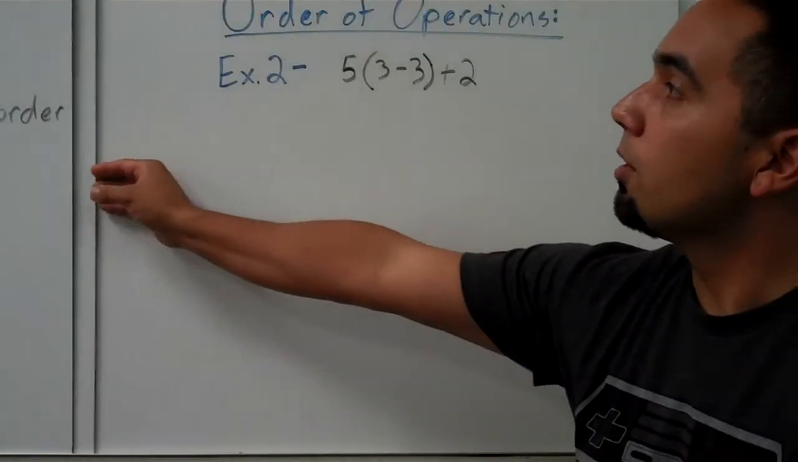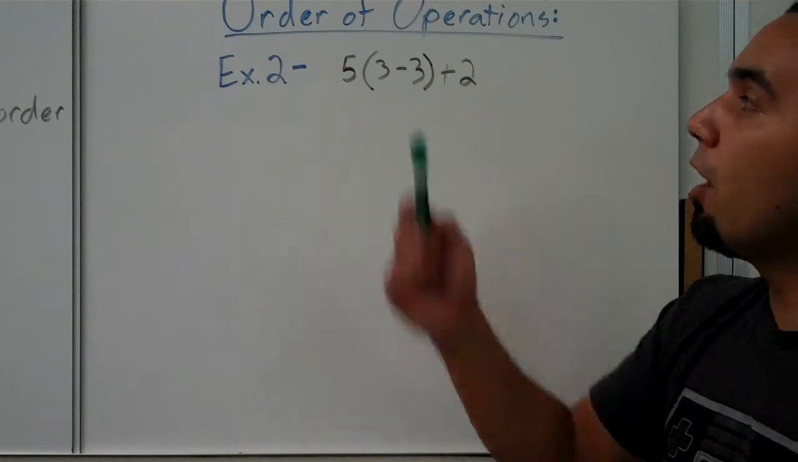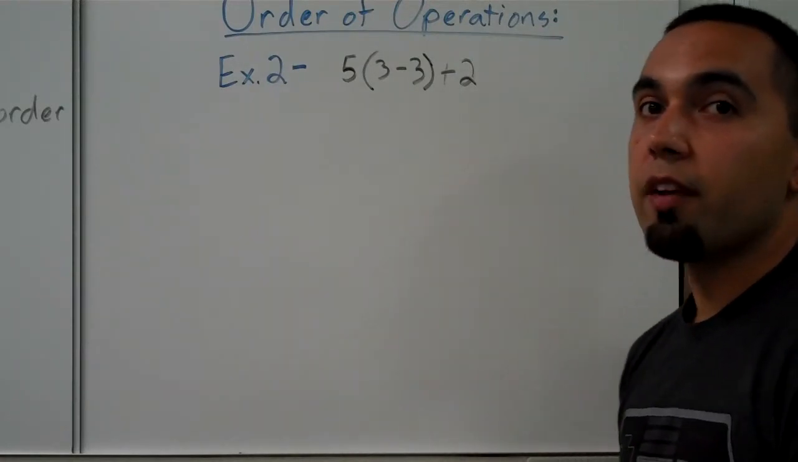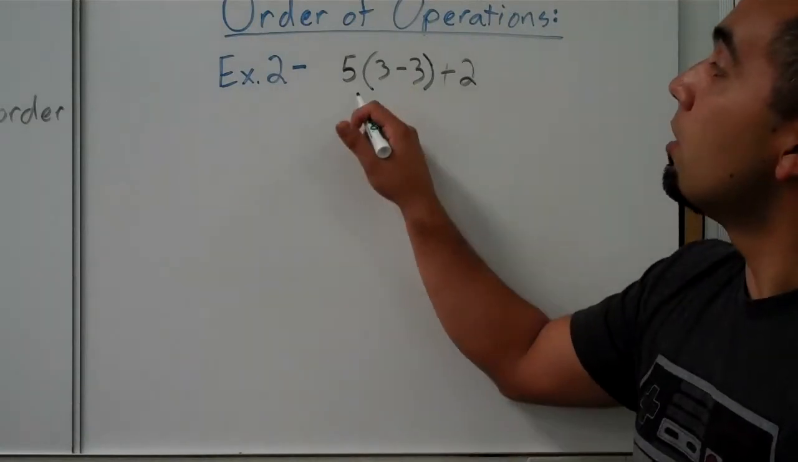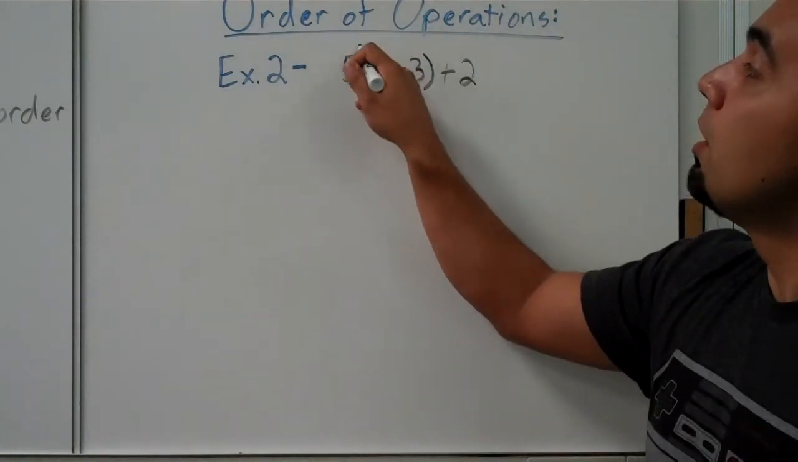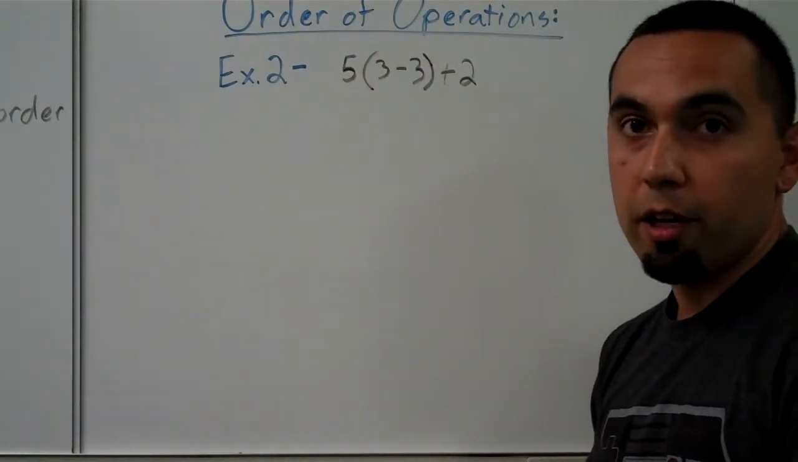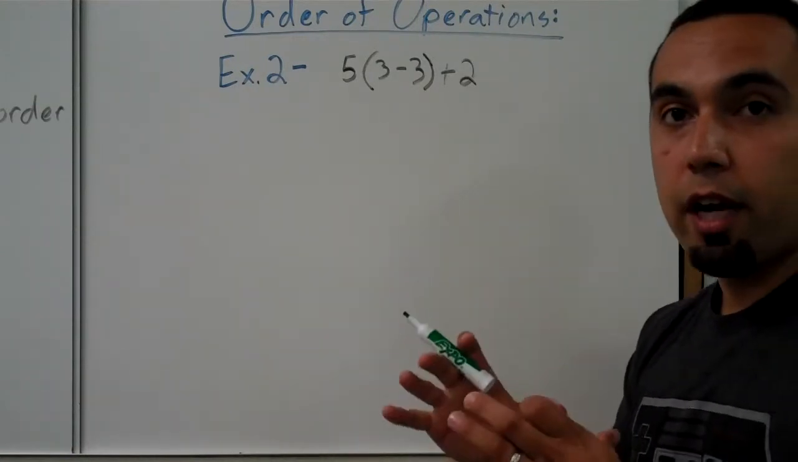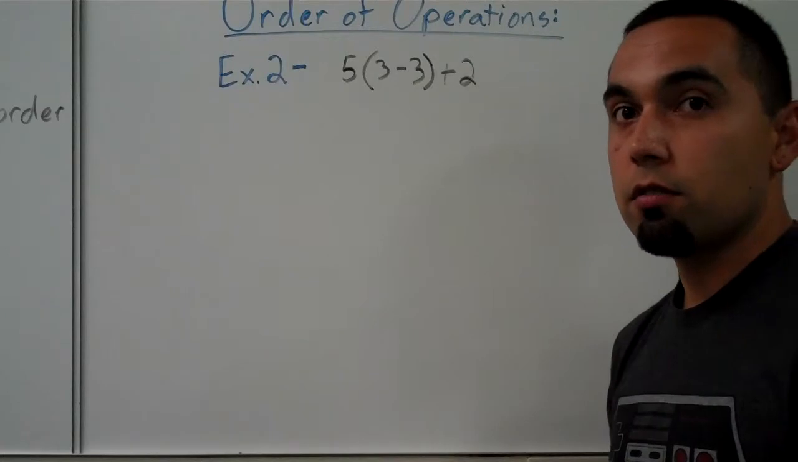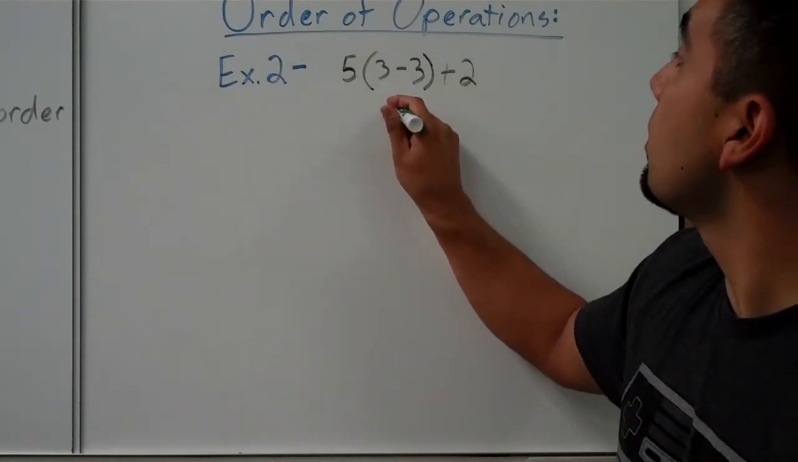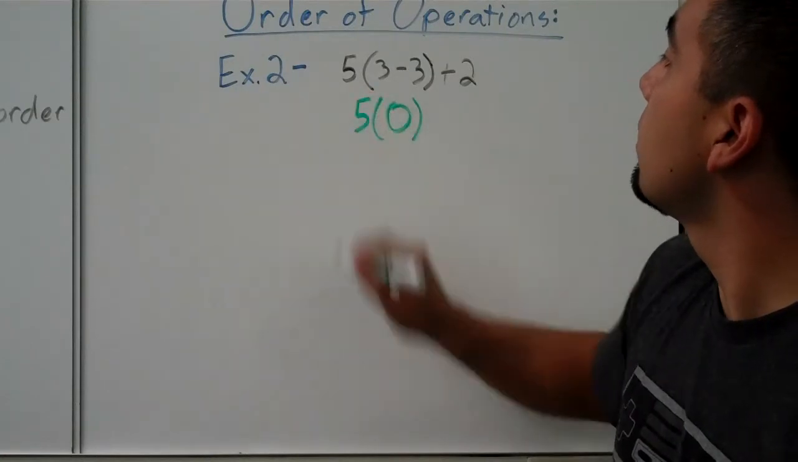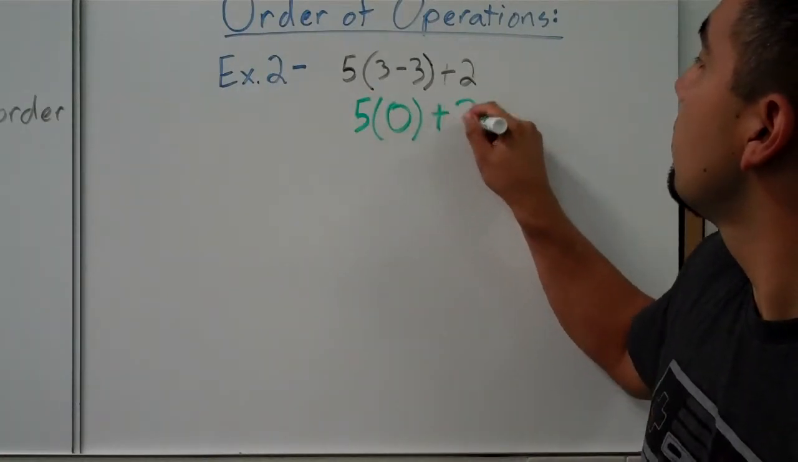Let's take a look at another one. So now we have our grouping symbols. And so we have to take care of that first. What I don't want you doing is I don't want you distributing yet. Okay, we're going to learn about that in just a little bit. But because we have 3 minus 3 inside the brackets, we're going to take care of that first. Okay, so 3 minus 3, I get 0. And the 5 still on the outside.